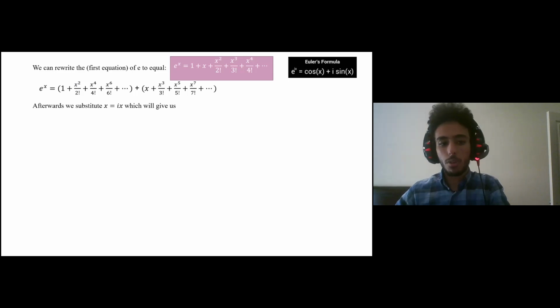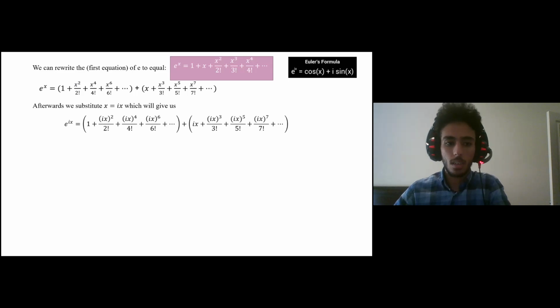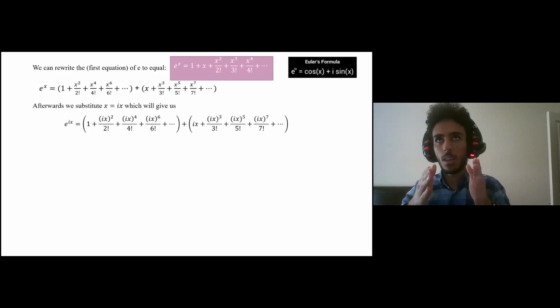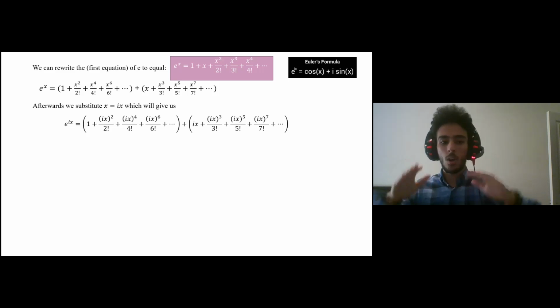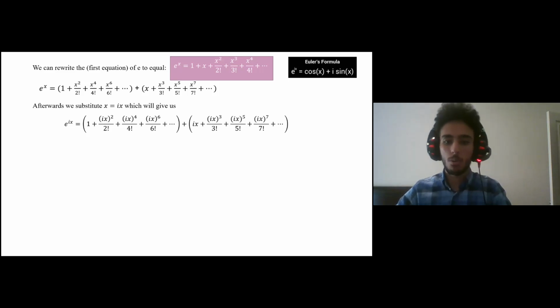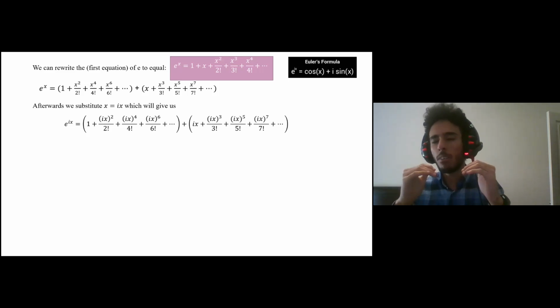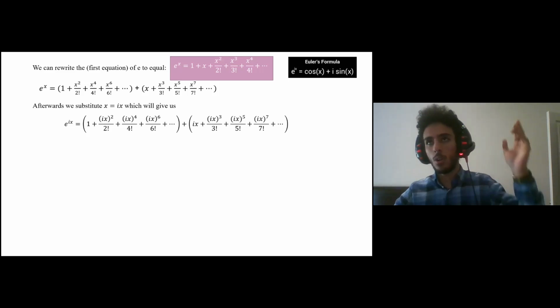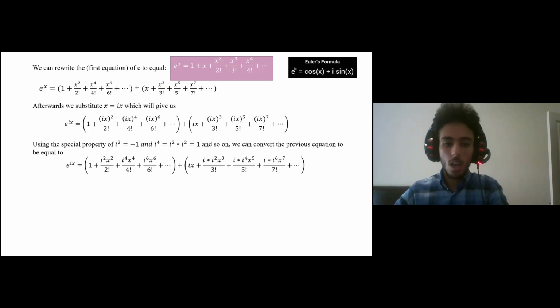So first of all, we're going to substitute x with ix, which will give us e to the power of ix. And wherever we see an x, we're going to put ix in its stead. So where there is x squared, we're going to have ix all squared, and where we have x cubed, we're going to have ix all to the power of 3.